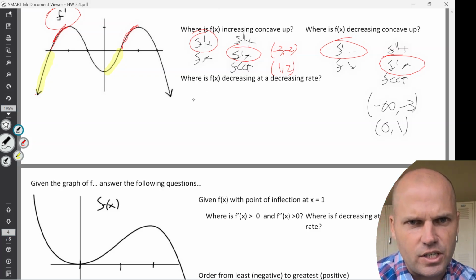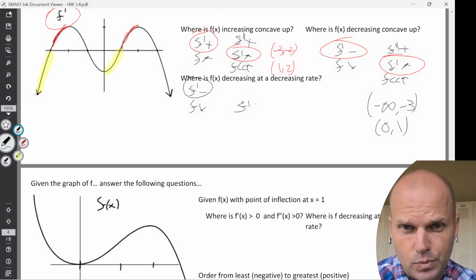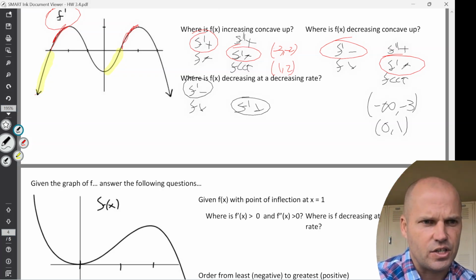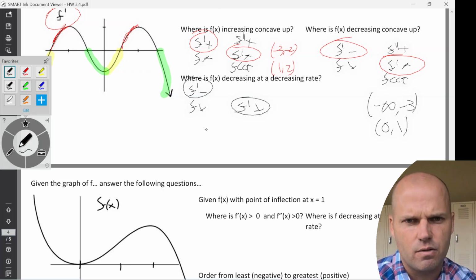Where is f decreasing at a decreasing rate? So f's slopes are negative and f's slopes are decreasing. So negative and decreasing will be here to here and here to here. So -1 to 0 and 3 to infinity.